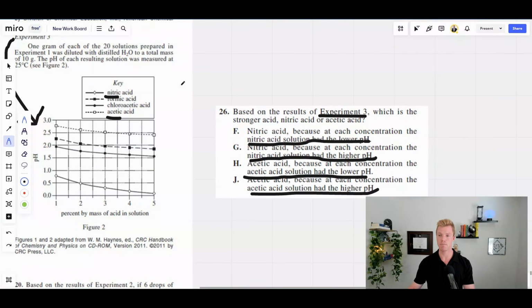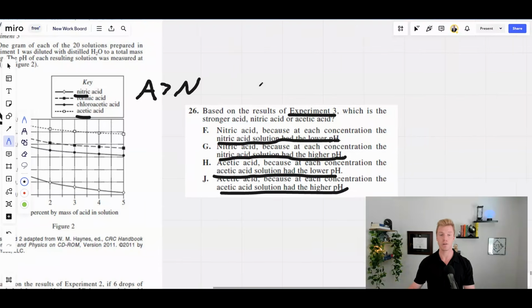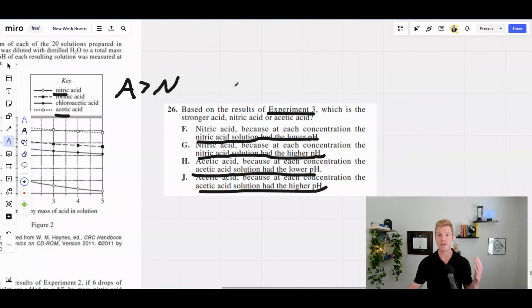And something that can help me keep my thoughts in line so I don't have to process as much information is I can write out some very quick shorthand notes that will take like 1 second to write out, and they will not waste any time. I can just say that acetic acid has the higher pH. So I can just say like A greater than N. And that will keep me from having to even think about which one has the higher pH in the future, because I now have this visual representation of exactly what I'm looking for.